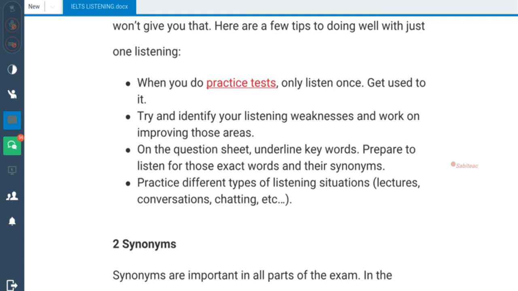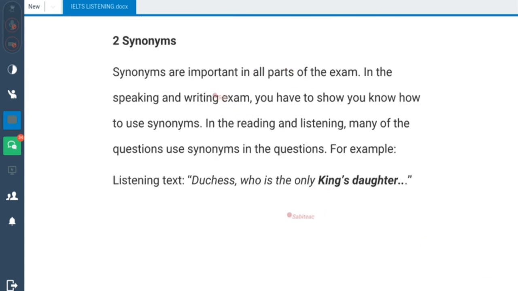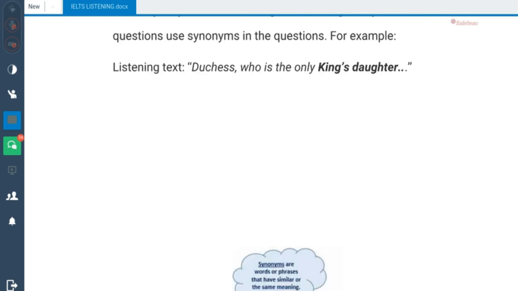Now, another listening tip is about synonyms. You need to know that synonyms are important in all aspects of the exam, in all sections of the exam. In the speaking and writing exam, you have to show you know how to use synonyms. In the reading and listening, many of the questions use synonyms. Now, let's look at an example of how synonyms could be used.